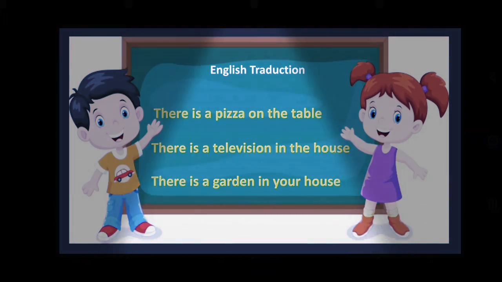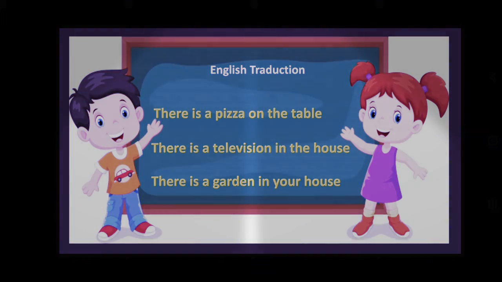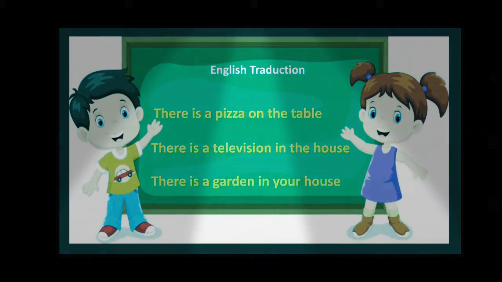The English translation of the sentences will be: there is a pizza on the table. There is a television in the house. There is a garden in your house.